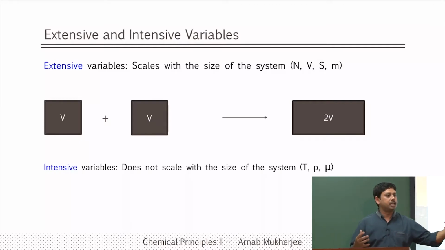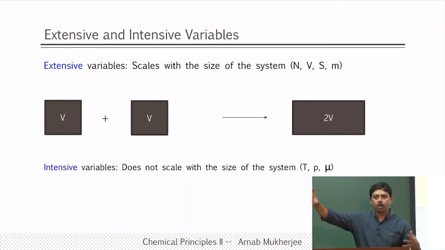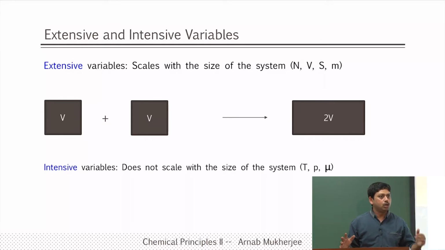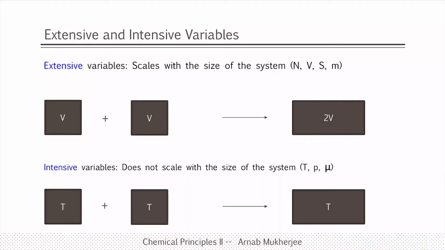Or let us calculate the pressure of this particular room in one corner and another corner and then calculate for the whole room, you will still get the same pressure. So, temperature and pressure are intensive variables which will not scale with the size of the system. So, here T plus T remains T, and V plus V will be 2V.